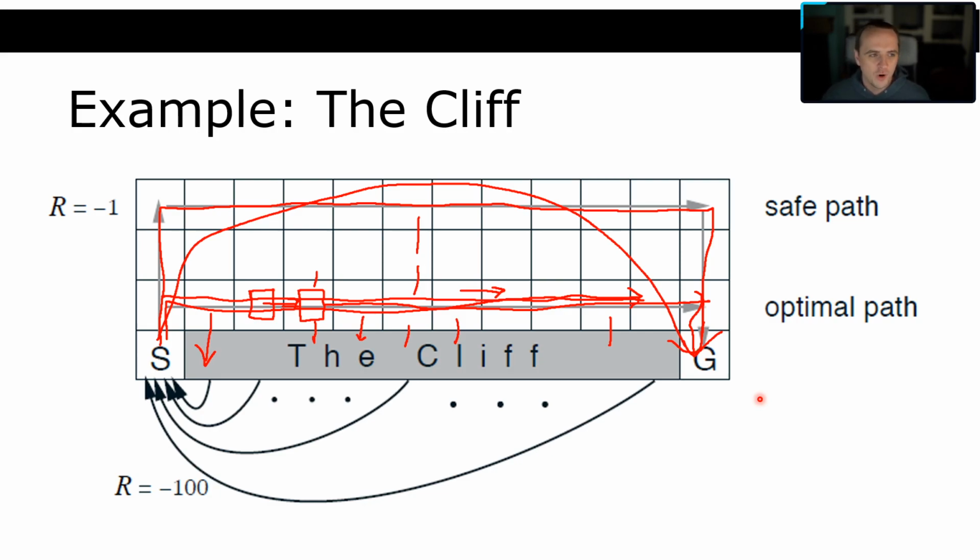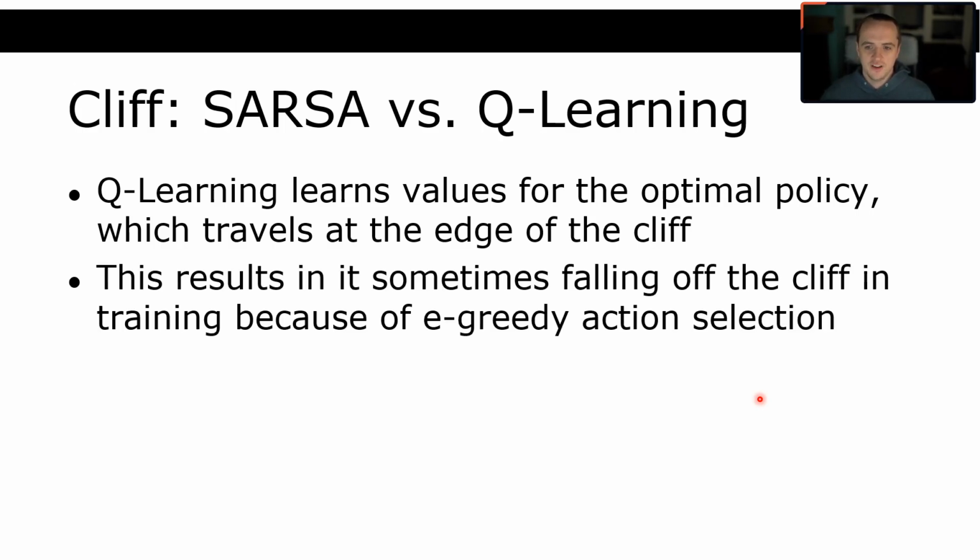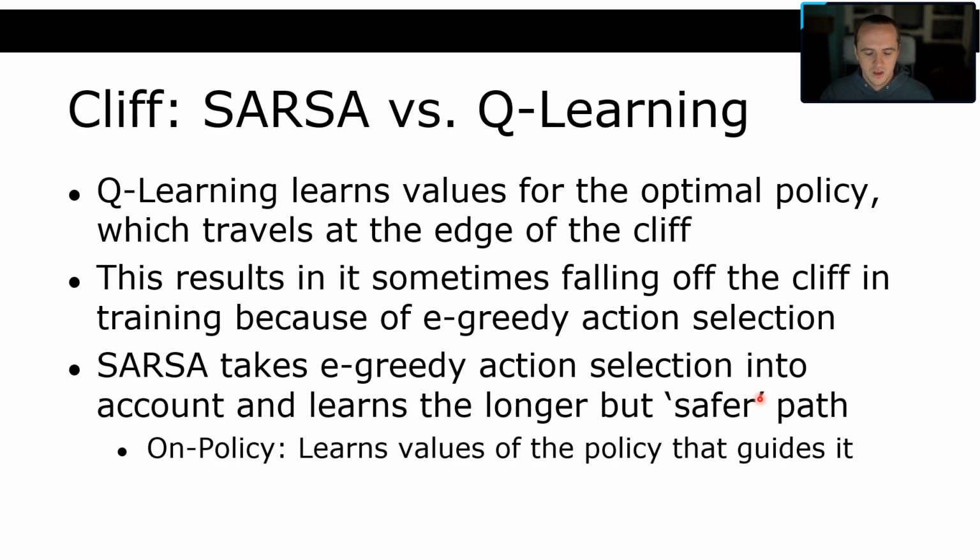So I hope that's a little bit clear, and that distinction between Sarsa and Q-learning and on policy and off policy is really important. So Q-learning learns values of the optimal policy, and that optimal policy travels along the edge of the cliff. This results in it sometimes falling off the cliff during training because of the epsilon greedy action selection.